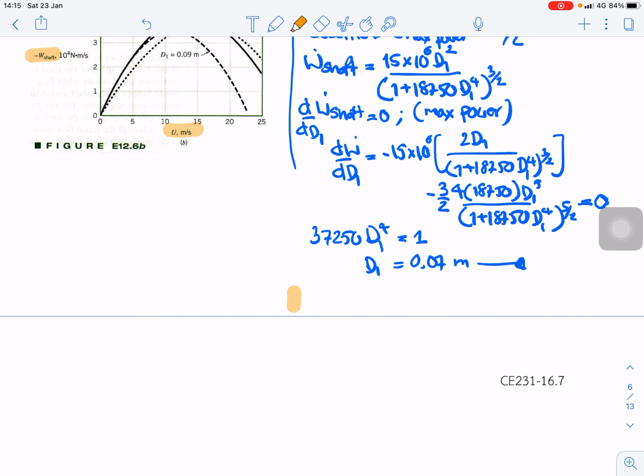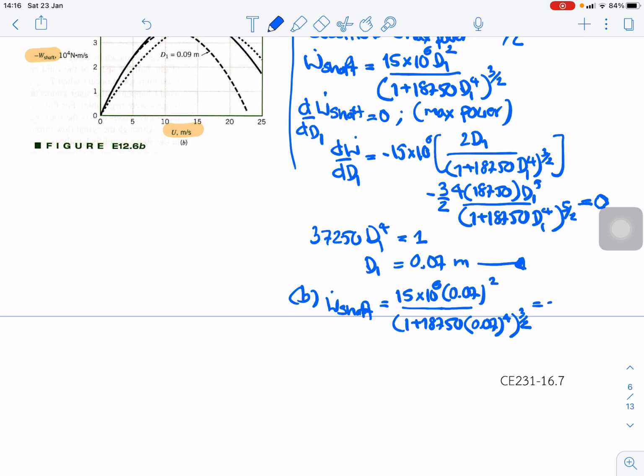Let me move to part B. What is the maximum power for this case? Just substitute the diameter 0.07. So the maximum power is 42 watts.